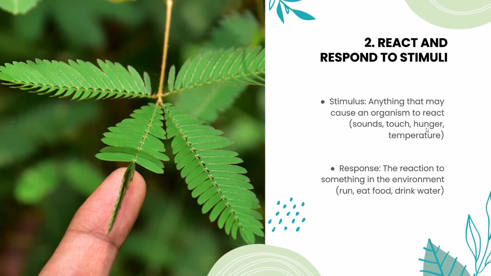And then some stimuli might be hunger or temperature. And then a response is a reaction to something in the environment. So a response is something like changing in your environment. Like the leaves' response was to fold over because they thought it was dangerous. And then it might be to run, or to eat food if you're hungry, or drink water if you're thirsty.